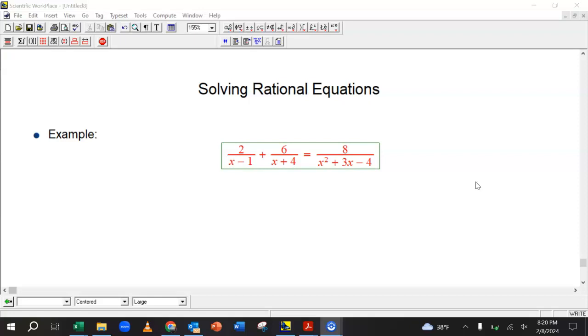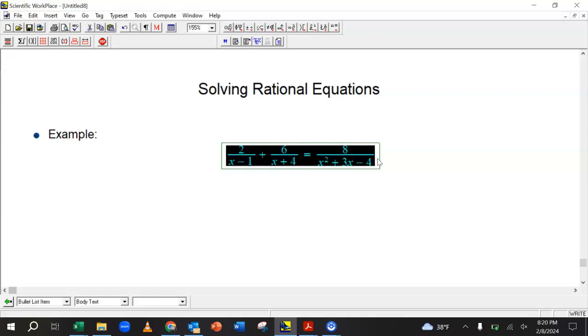Let's just do one example of solving a rational equation. This one's going to be pretty nice. We'll look at maybe a little more complicated examples in class. We don't want to get too complicated. We've got an equation involving rational expressions, and we'd like to solve. We'd like to see if there's any values of x that satisfy this equation.